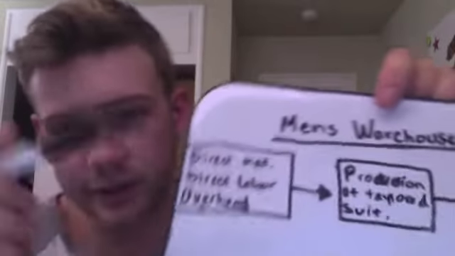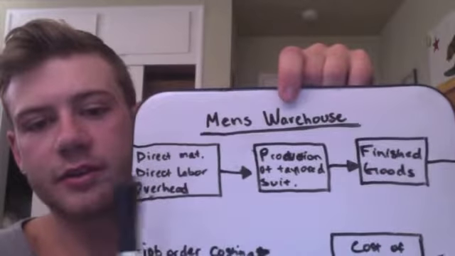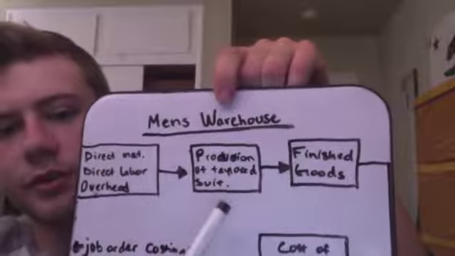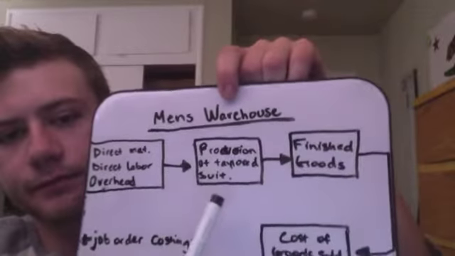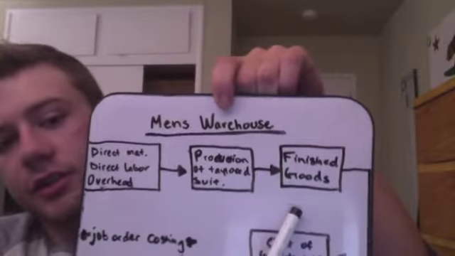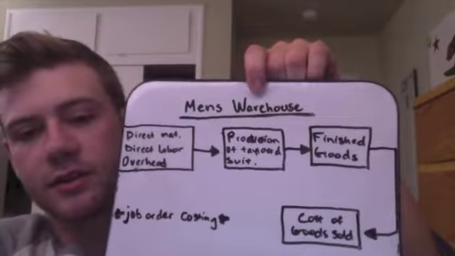Just like the other system, they first start by collecting their direct materials, the direct labor, and their overhead. From here, they move on to just one production department, which is the production of the tailored suit. Once the suit is all made, it's moved into finished goods, and when the customer picks it up, it is moved into the cost of goods sold account.